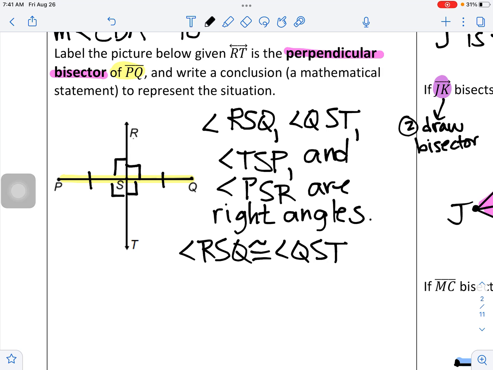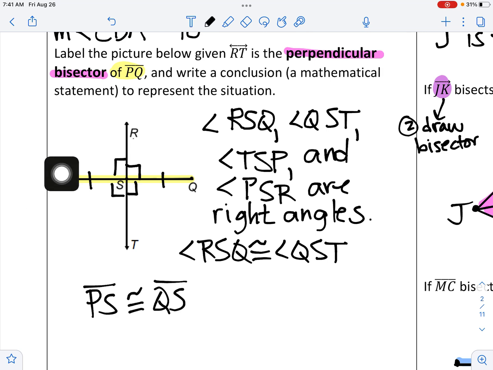So we're going to say that segment PS is congruent to segment QS because segment PQ was bisected by line RT.